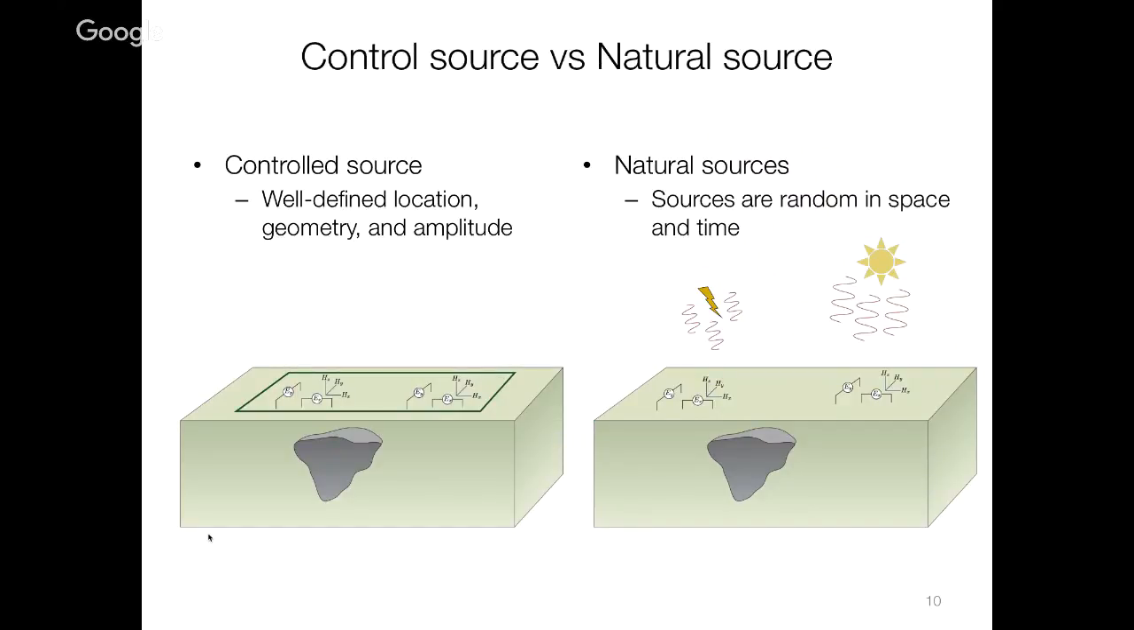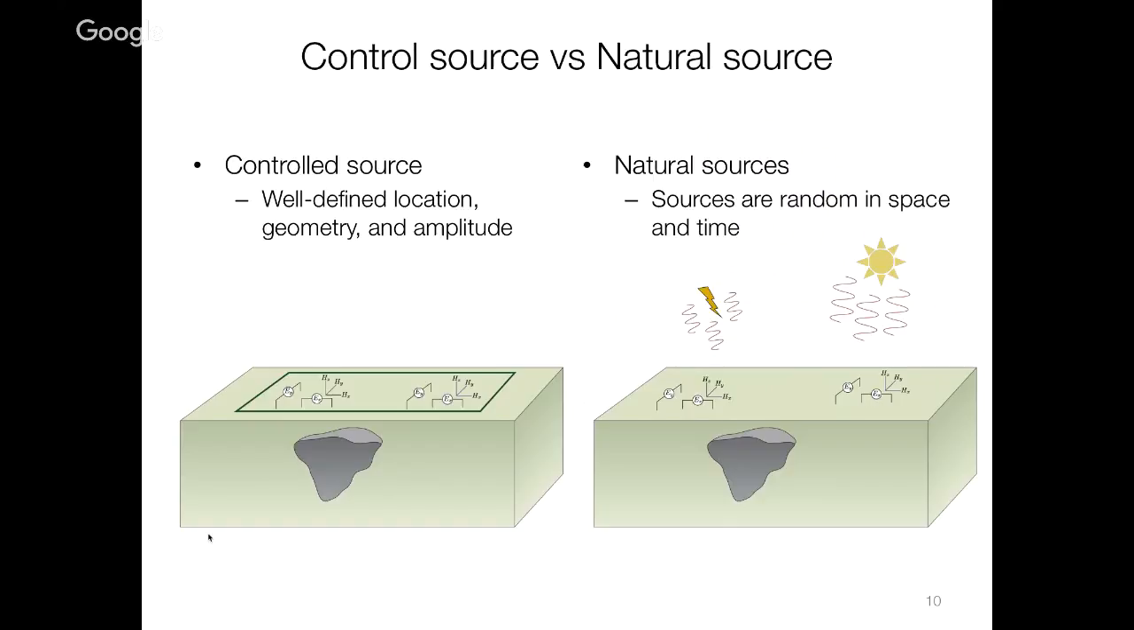So what's the difference then between controlled sources and natural sources? The good news about controlled sources, we know everything. We know where the wires are, we know where the receivers are, we know what the boundary conditions are. We've got everything, we can mathematically model the signal exactly.